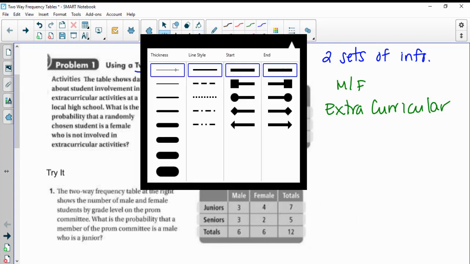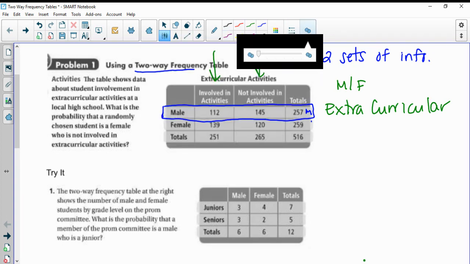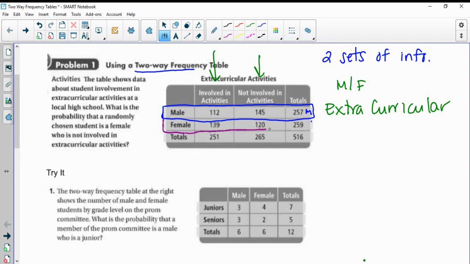And so the way you read this, if you are talking about the number of males, this whole row is males. So the male total would be the 257. So you could put a little m by that if you wanted. That's the male total. And then if you wanted to talk about females, you would look at this kind of middle row of the table. So this whole row is about females. So that 259, that's the female total.